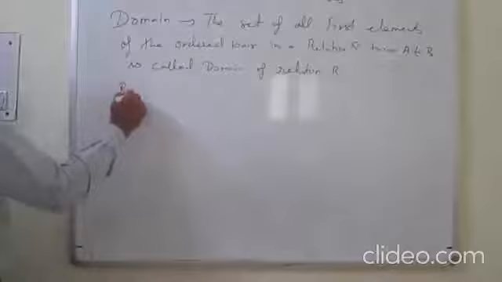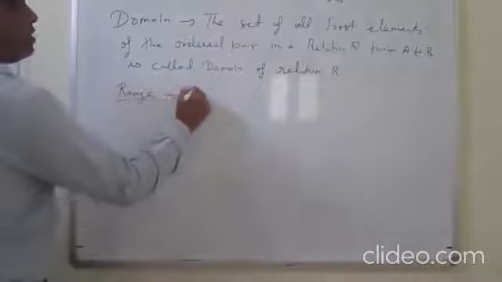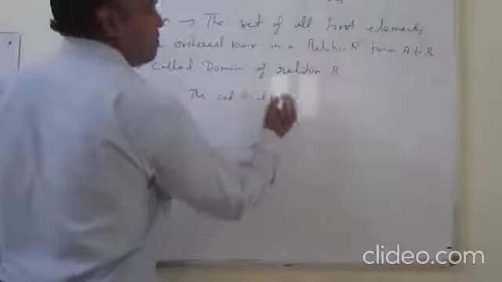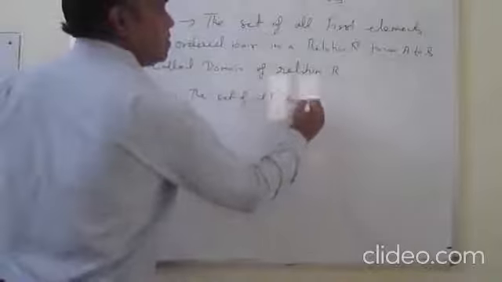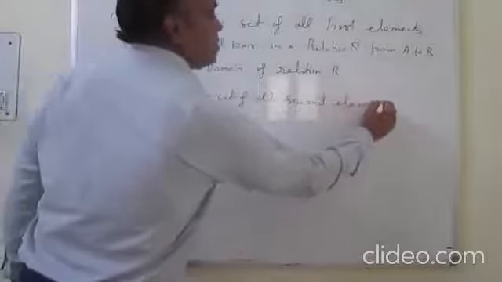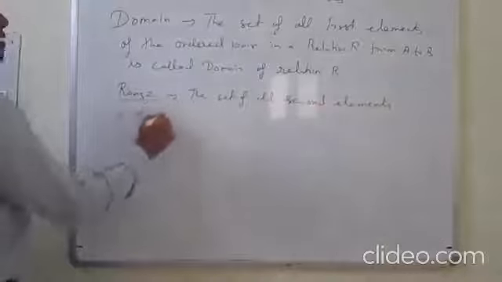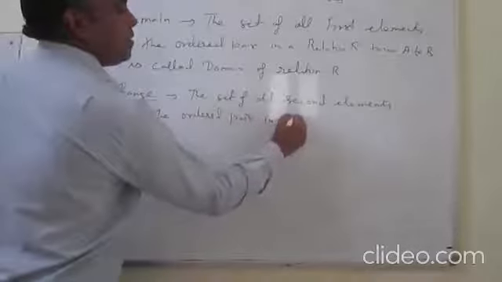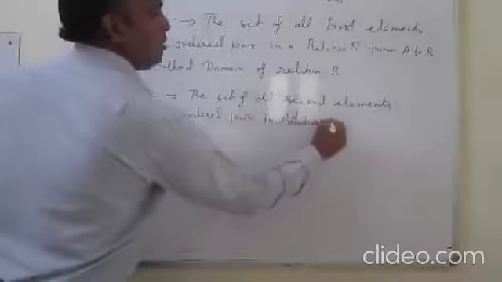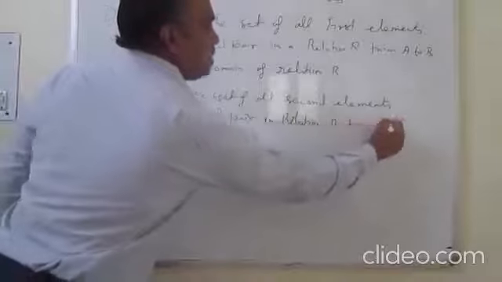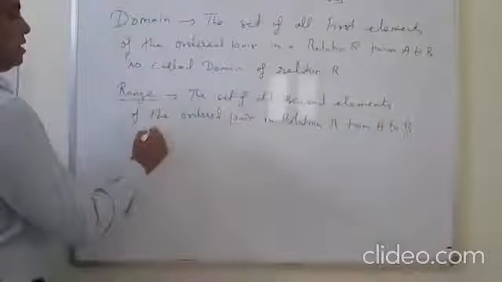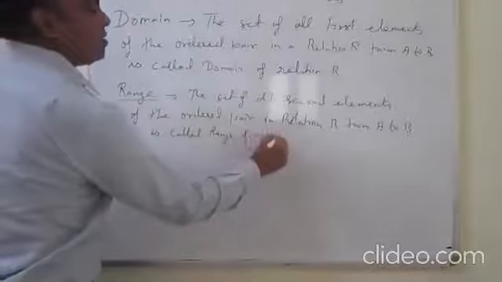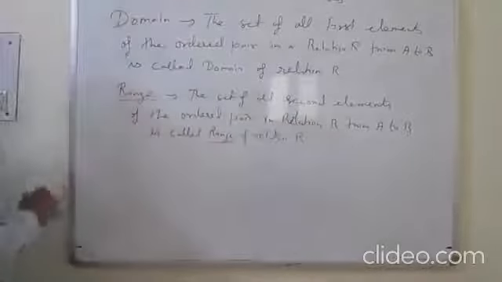Now what is range? The set of all second elements of the ordered pairs in a relation R from A to B is called the range of relation R.